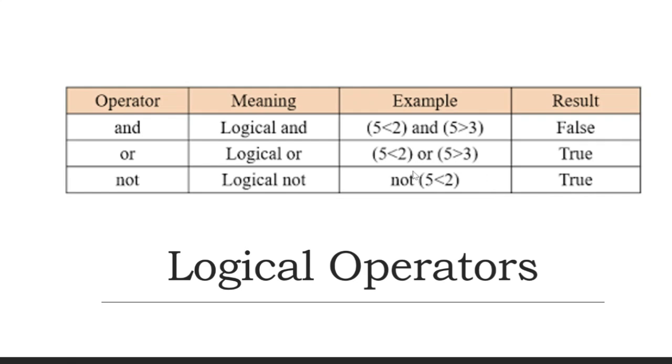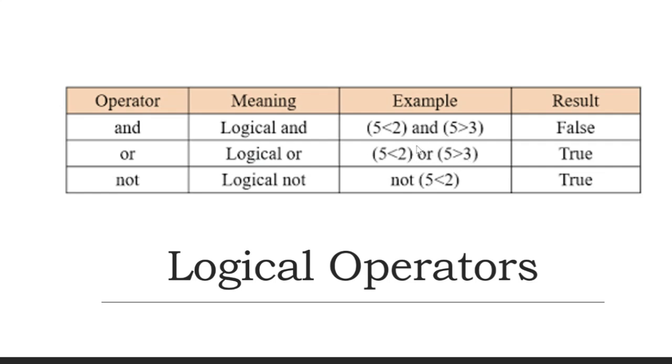Logical operator, not operator. So not operator will give you the opposite of what it is intended to do. For example, here, look at this. 5 is less than 2. No, that is not true. That's false. But you put not in front of it, so it will give the opposite result. So not false is true. This is how not operator works. It will give the opposite result of what it is intended to give. So this is and, or, not.